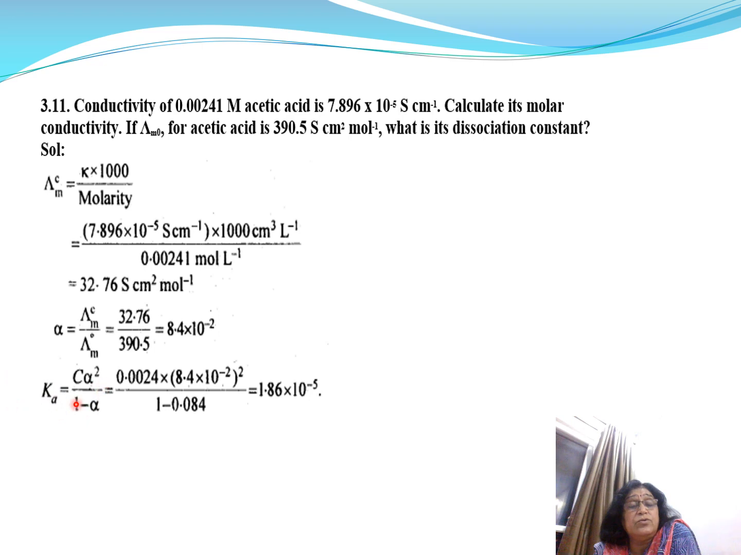Then you can calculate alpha, lambda m c upon lambda m naught. 32.76 upon 390.5, that is 8.4 into 10 to the power of minus 2. Then Ka is equal to C alpha square upon 1 minus alpha. Alpha you have calculated as 8.4 into 10 to the power of minus 2, that is 0.084. So 0.00241 into alpha square, put the value, upon 1 minus alpha. Gives you 1.86 into 10 to the power of minus 5.